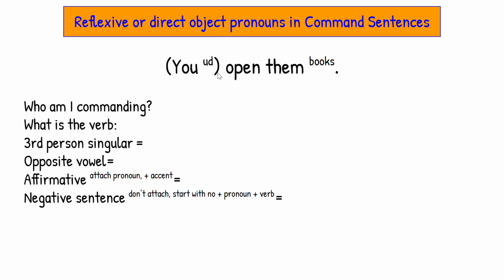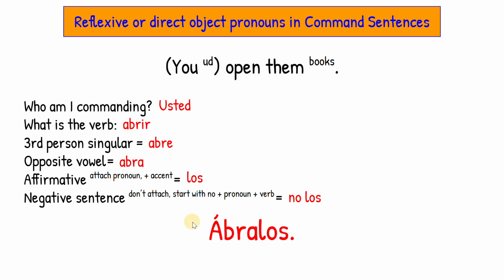You open them, and them is books. Now we're looking at direct object pronouns. Who am I commanding? Usted. The verb is abrir. Conjugated for third person singular, abre. Change to the opposite vowel, abra. Now I need the pronoun that would represent books. Los libros, the pronoun would be los. And this is an affirmative sentence, so I can attach abra and attach los and add an accent.